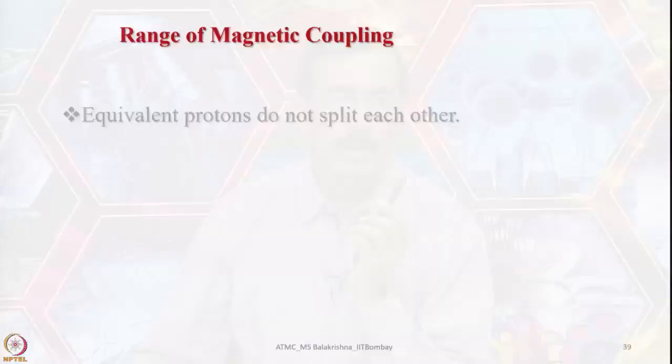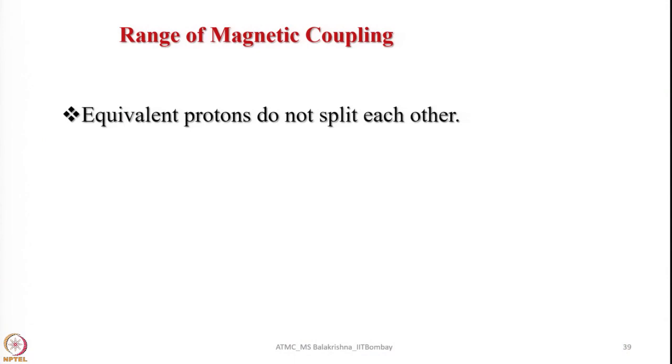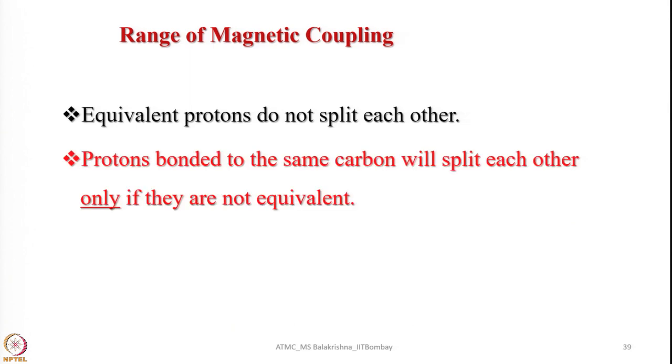The range of magnetic coupling we will see now. Equivalent protons do not split each other. For example, in ethanol, CH3CH2OH, the CH3 protons do not split each other. In the same way, the methylene protons do not split each other. Protons bonded to the same carbon will split each other only if they are non-equivalent. If the 2 hydrogen atoms present on the same carbon atom are not equivalent, they will split each other. Those cases I can show you.